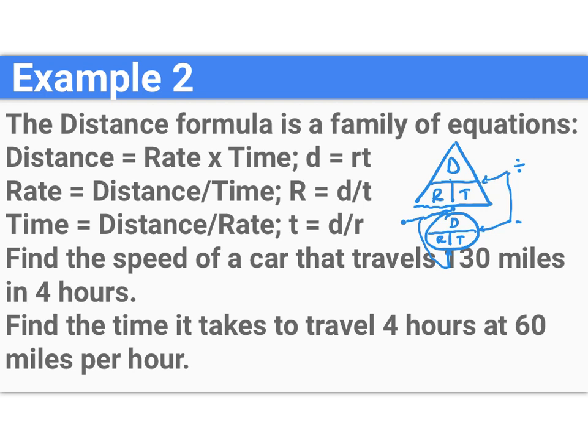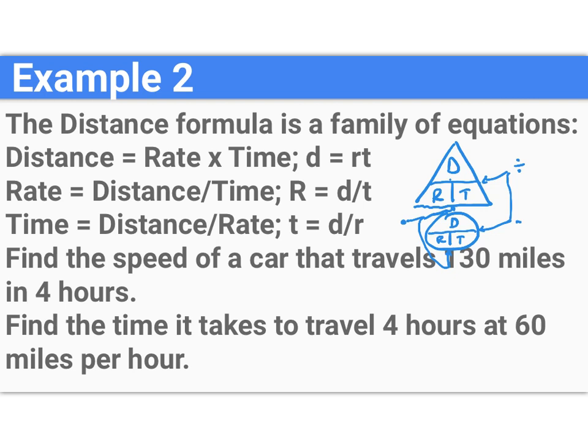So basically what you do is you put your finger over what you're looking for. If you don't have distance, you do rate times time. If you don't have time, it's distance divided by the rate. If you don't have the rate, it's distance divided by time. Rate is the same as speed, and coming out of ratios, we should remember that.